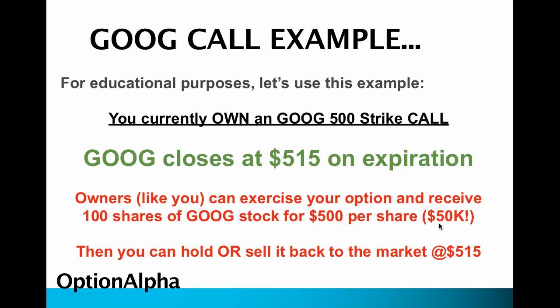But if you do, then you can buy shares at $500 per share, and you can then either hold or sell them right back to the market for $515 per share. So again, remember, we can buy the stock at 500 and Google closed at 515, so we can immediately take a $15 per share gain on every share that we sell back to the market. Again, this is the actual physical settlement of Google shares.